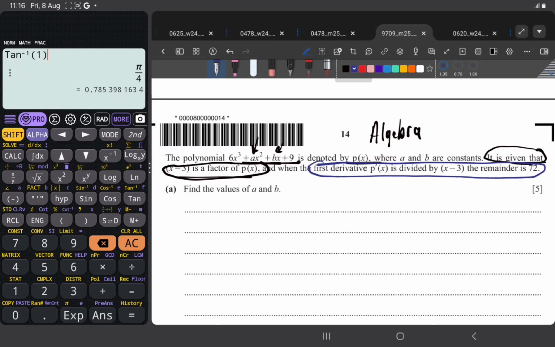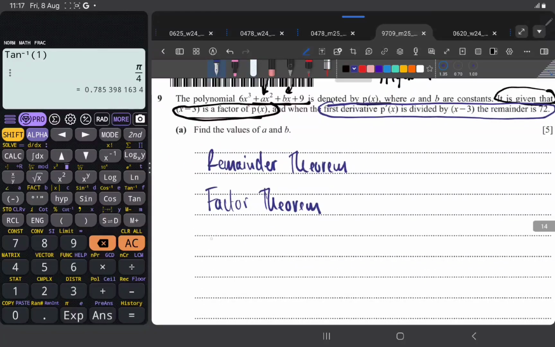This is good practice of the things you know. Because what do you learn when you do this section of polynomials? You learn 3 things. Number 1 is the remainder theorem. Number 2, you learn the factor theorem. Number 3, you learn polynomial division. So you learn these 3 things, and I want to make you master all 3 of them.